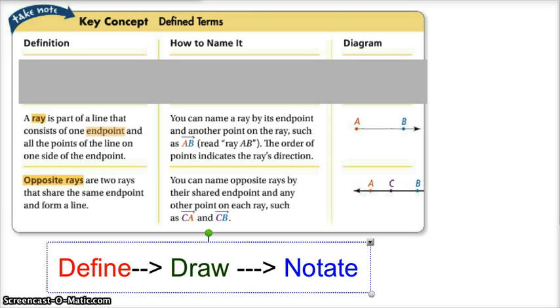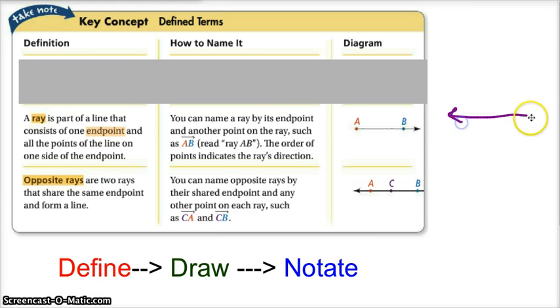Ray. A ray is part of a line that consists of one endpoint, and all of the points on the line on one side of the endpoint. Essentially, think about a line segment where you've cut the arrows off of both ends. In a ray, you've cut the arrows off of only one end. So it has a definitive starting point, and it goes towards infinity in only one direction. We read this as ray AB.